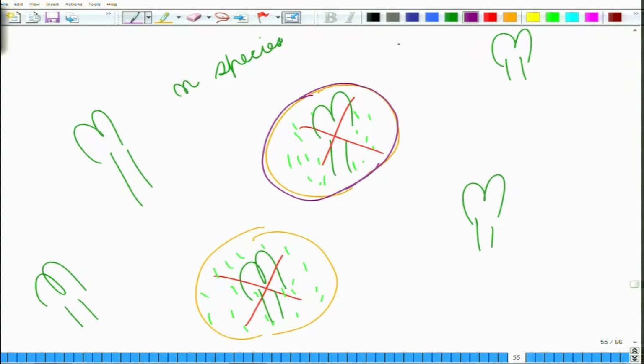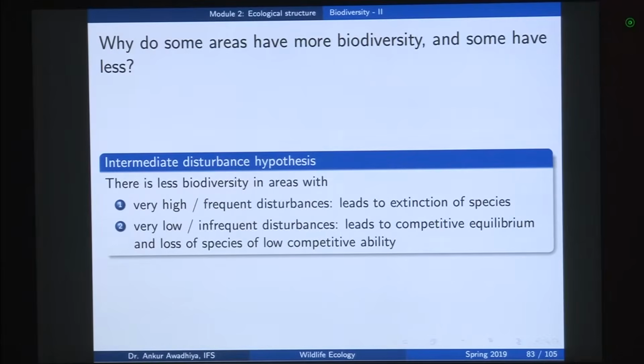But now that you have created this opening, you can have a bird that sits here and gets a view of the whole of this area, and as soon as a mouse ventures out, it is able to grab that species. So, some amount of disturbance will lead to more species being found. So, that is all about why there are certain regions that have more biodiversity and why there are certain regions that have less biodiversity.